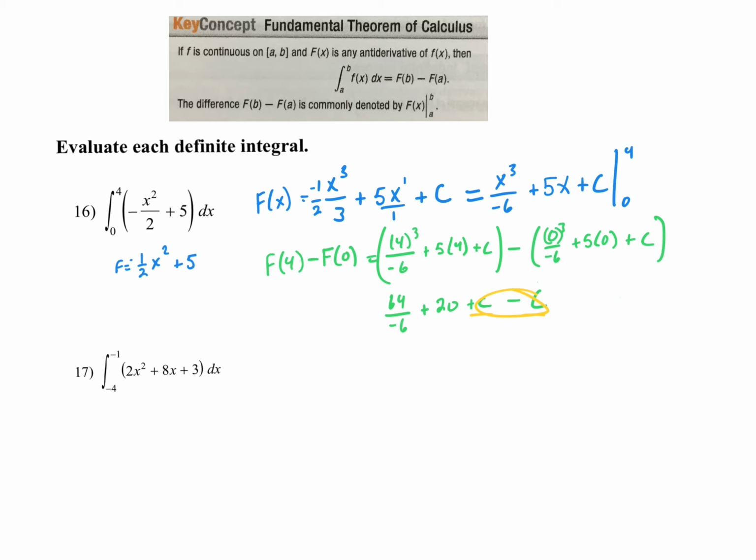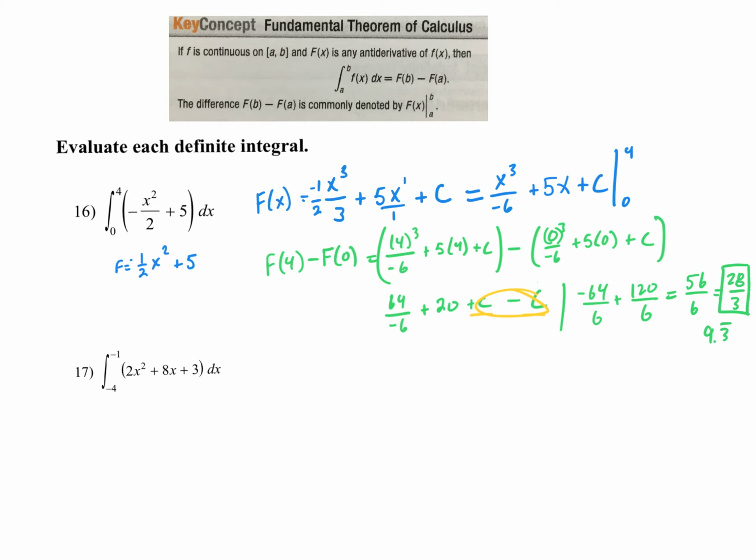That is going to be, let's just say, -64 over 6 plus 120 over 6. Multiplying this by 6 over 6 gives me the 120. So 120 minus 64 is going to give me 56 over 6, which reduces to 28 over 3. It's also approximately 9.3 repeating, or 9 1/3. So either one of those.